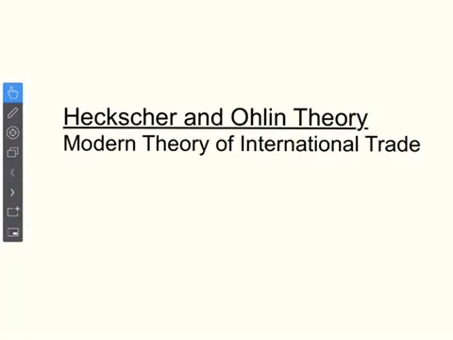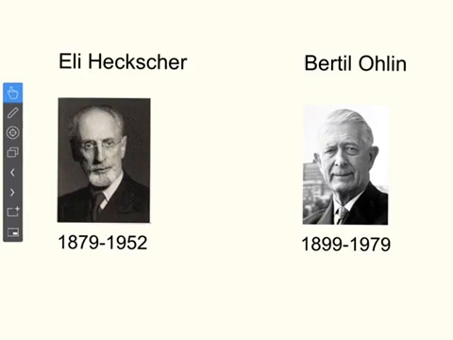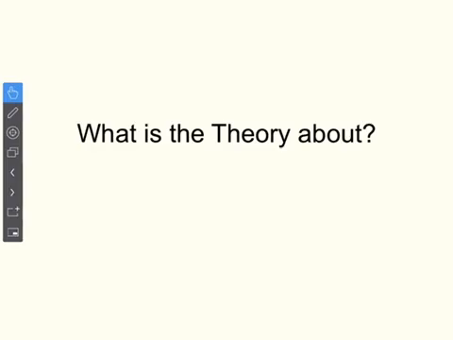The next topic is the Heckscher and Ohlin theory, which is the modern theory of international trade. The theory was given by two Swedish economists named Eli Heckscher and Bertil Ohlin. So let's have a closer look at the theory.